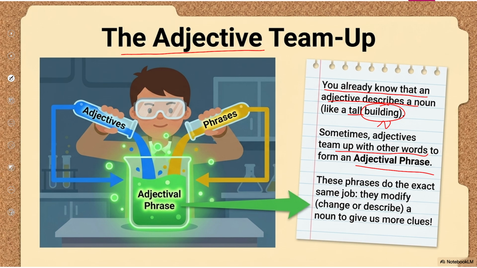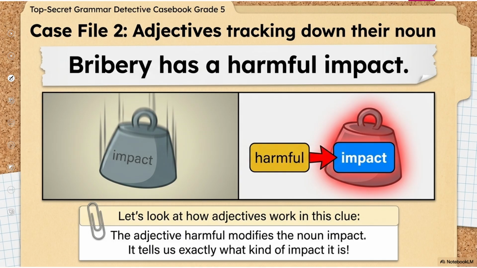These phrases do the exact same job. They modify a noun to give us more clues. Here we have an example. Bribery has a harmful impact. Here, harmful impact is an adjectival phrase.